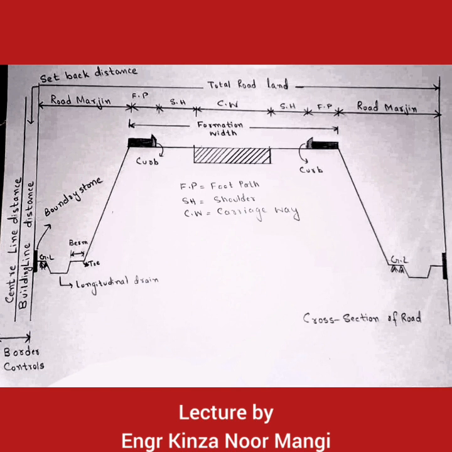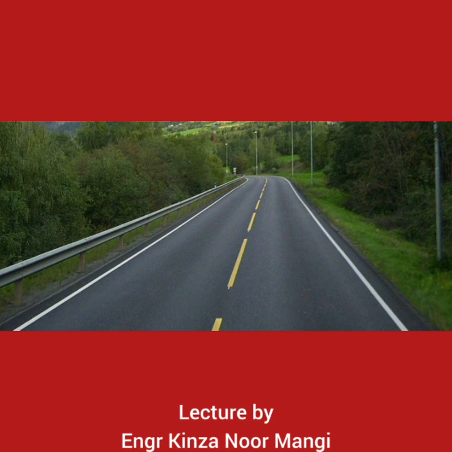Those are carriageway, cross slope, medians, curb, road margins, width of carriageway, width of roadway, right of way, drainage, and we will also get to know about a guardrail and building line. So one by one we will discuss these things. Components of road pavement construction.